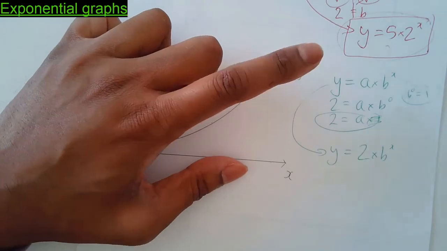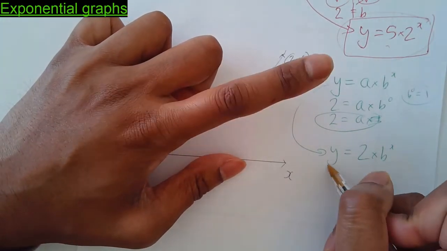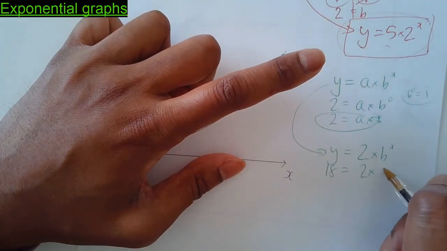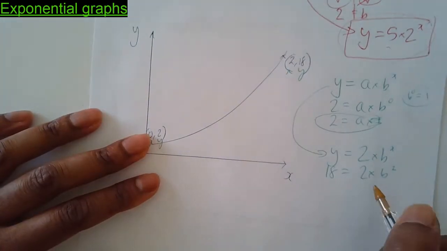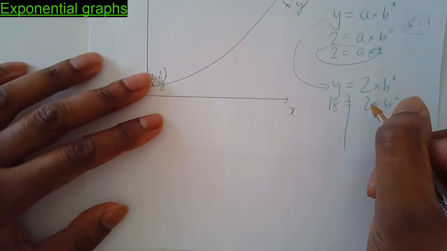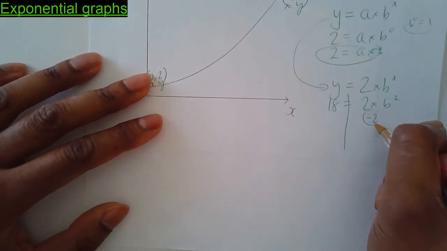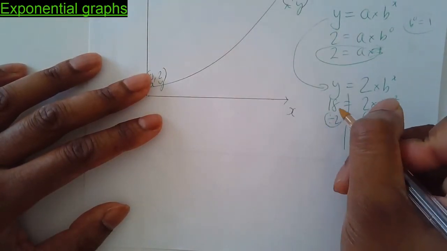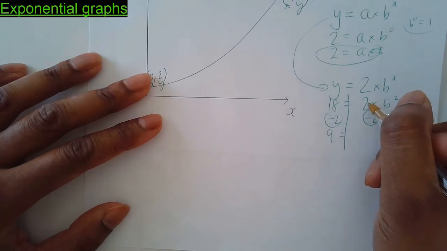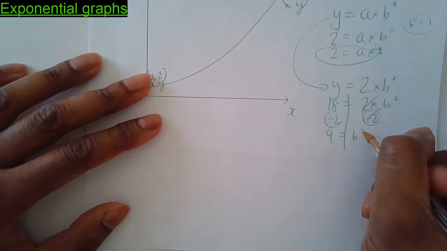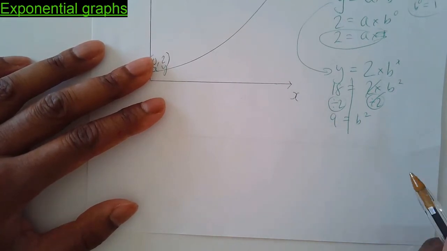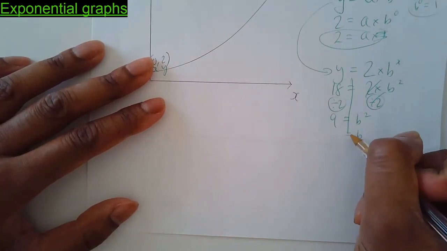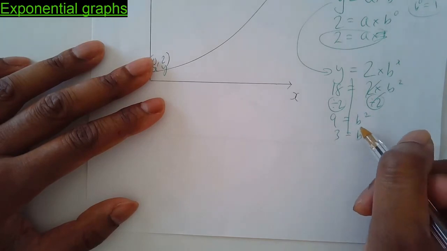When x is 2, y is 18. y is 18 there, and x is 2. To get rid of times by 2, divide by 2. Do the same on the other side. 18 divided by 2 is 9. 2 knocks out 2 like that. You're left with b squared. I think you can do this in your head. Something squared is equal to 9. b is equal to 3, because 3 squared is 9.